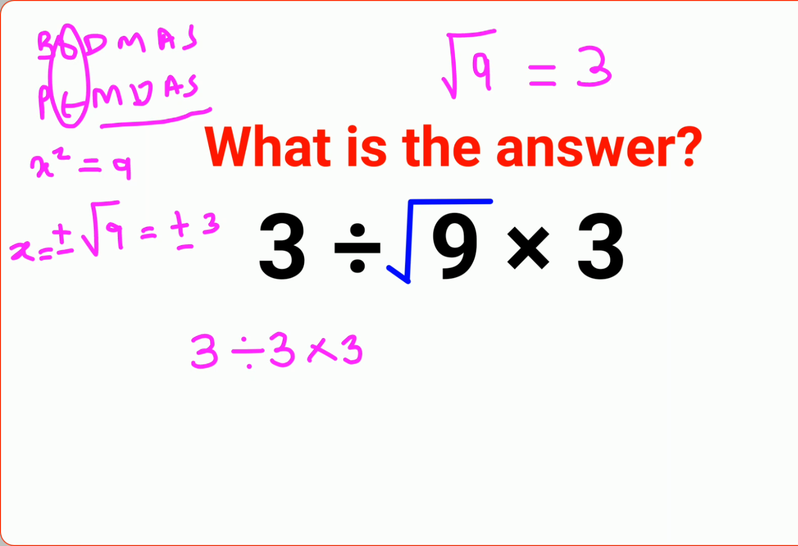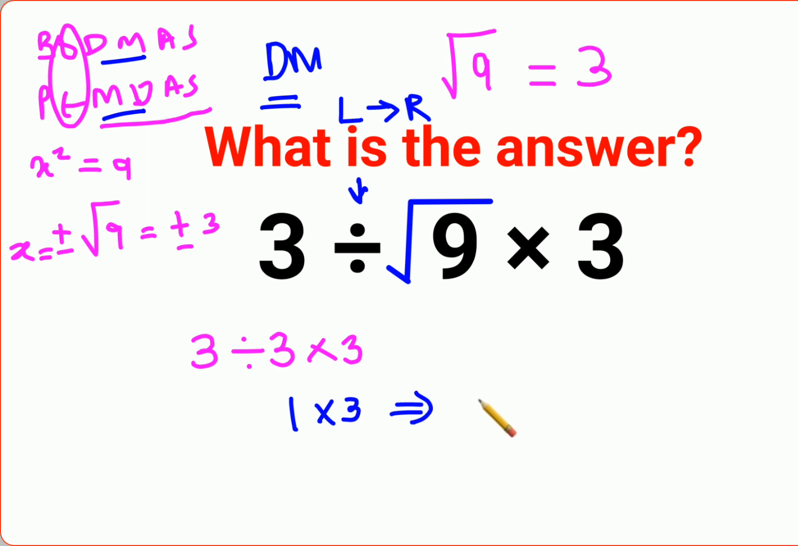Now here a lot of people think that multiplication has to be done first, and a lot of people think that division has to be done first. No, that's not the case. Always division and multiplication hold equal precedence. So we'll do the first operation, which happens to come first from your left hand side. So here in this case we have division. So we will do 3 divided by 3, that gets you 1 into 3. So the answer for this question is supposed to be 3.